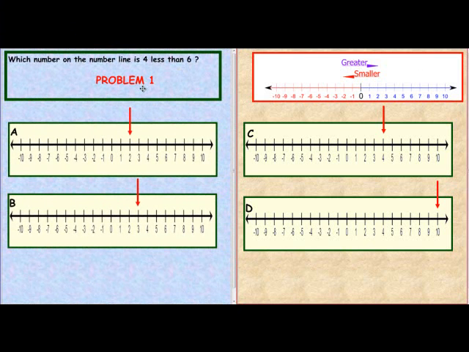Problem 1. We should have a student up at the video. Which number on the number line is 4 less than 6? If you look carefully, you'll see we have A, B, C, and D number lines. If you would, please pick up a pen and write down the answer to this first problem. Please pause the video while the student does this. Thank you.